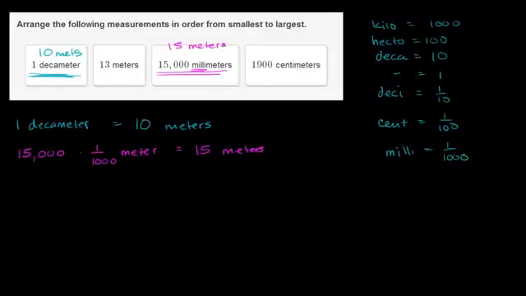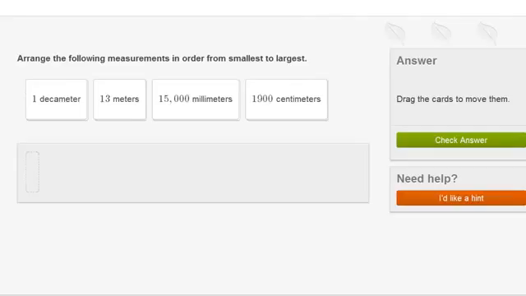And then finally, we have 1,900 centimeters. So 1,900, instead of writing centi, I'm going to write 100th of a meter. Well, 1,900 times 1 over 100 is 19. So this is equal to 19 meters. Another way of thinking about it is, this is 19 groups of 100 centimeters. And 100 centimeters is equal to a meter. This is 19 meters right over here. So let's go back to the actual problem.